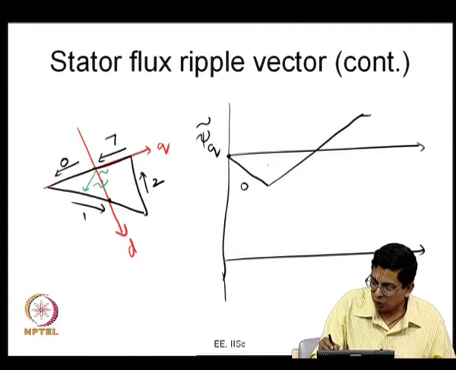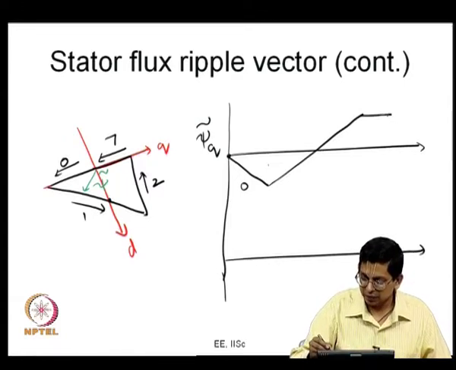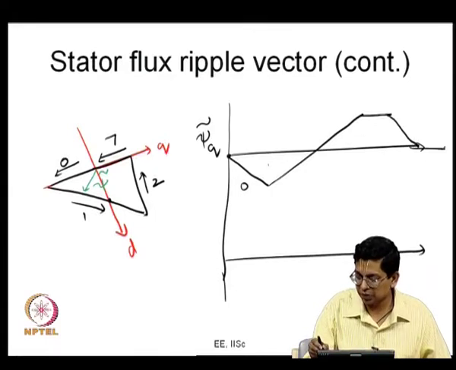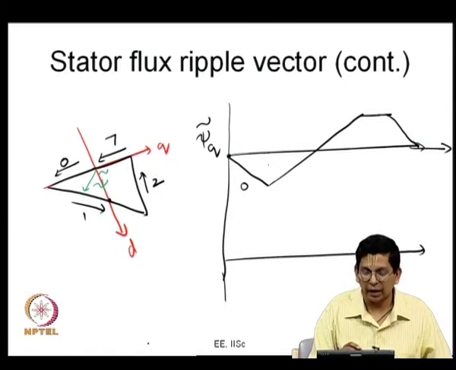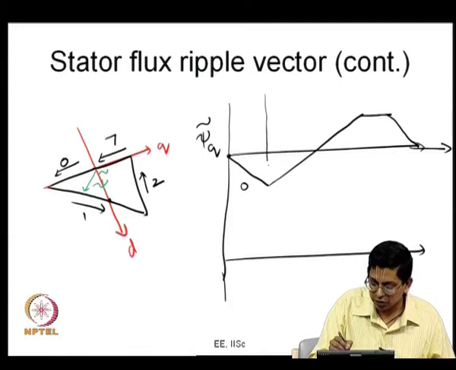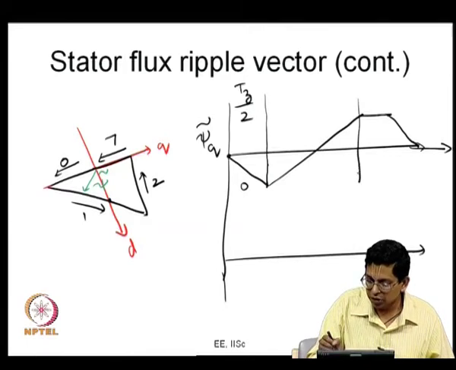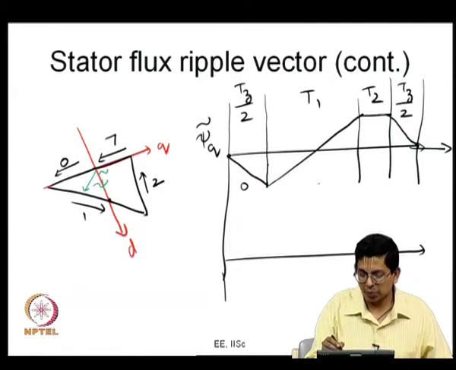Okay. So, it is more or less flat here. And finally, when I apply the active state 7, it goes back to 0. Let me extend this horizontal line. So, this is the entire subcycle time T s. This region is T z by 2, this duration is T 1, this duration is T 2, and this duration is T z by 2, and the states applied are 0, 1, 2 and 7.